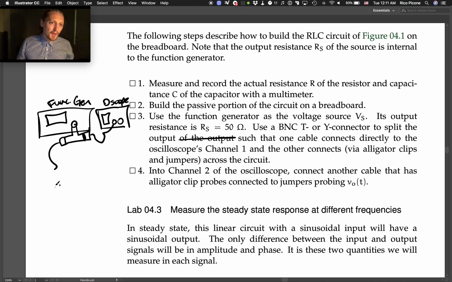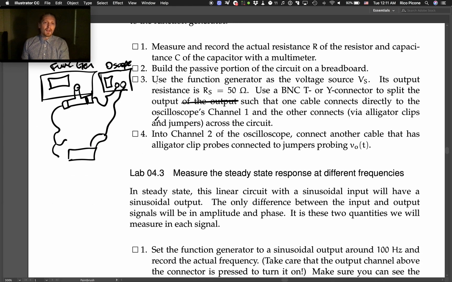The other one's going to go to the circuit, so that's going to be some alligator clips connecting it up to our breadboard circuit as the supply, as VS, with the source resistance as well as part of it. On the oscilloscope, we're also going to measure the voltage across the capacitor. So alligator clips cabled to the other channel of the oscilloscope.